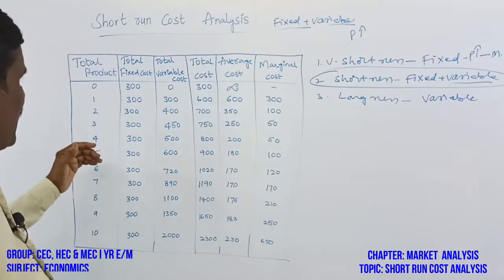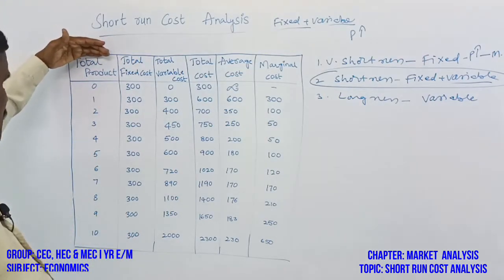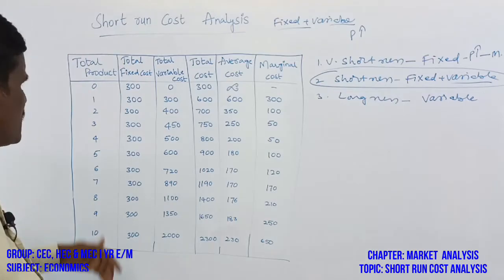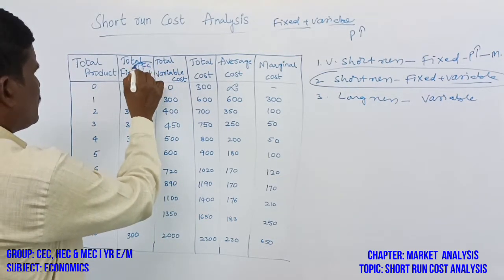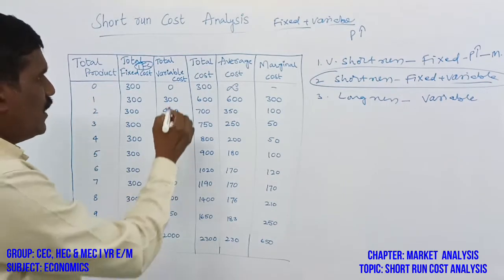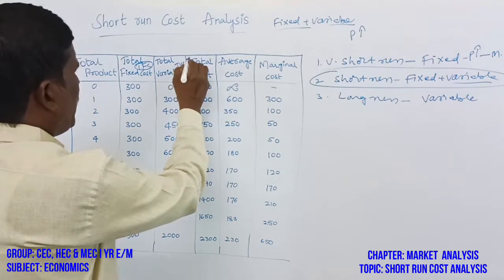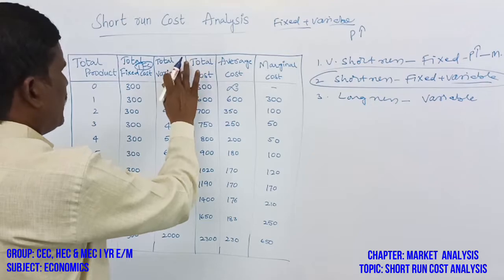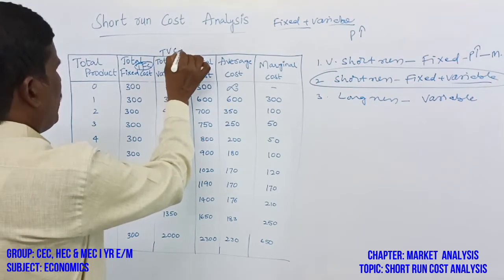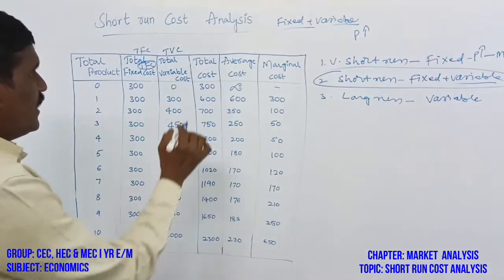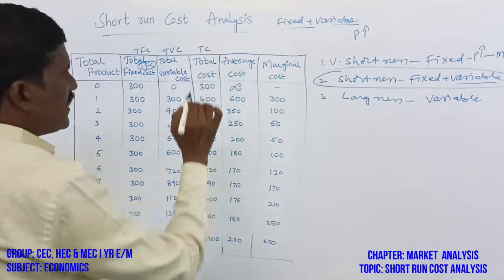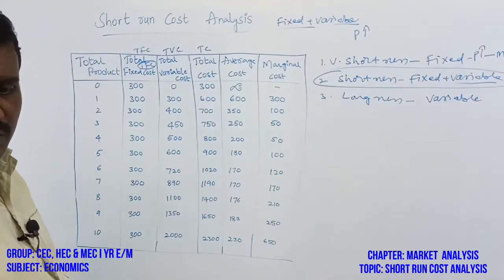Here, let me analyze. This is the total production. This is the total fixed cost, TFC. Then TVC, the total variable cost. I will write here the total variable cost and the total fixed cost, and this is the total cost.